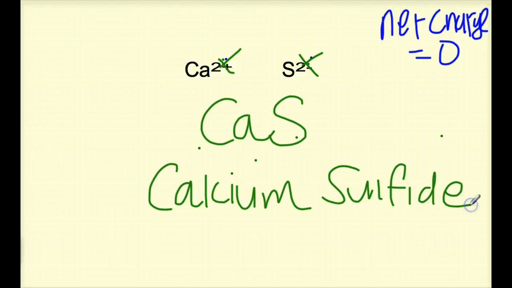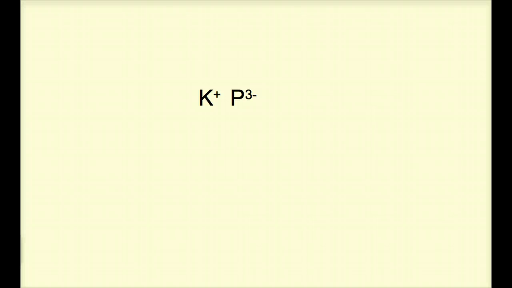Sulfide, sorry about that. Alright, so let's take a look at K plus 3 minus. If I take a look at this, I notice I have a 1 plus and a 3 minus. Does this give me a net charge of 0? No, but we can use our common multiple math, but there is a shortcut. It's called the crisscross.